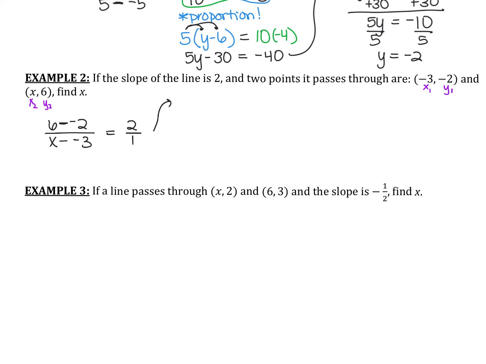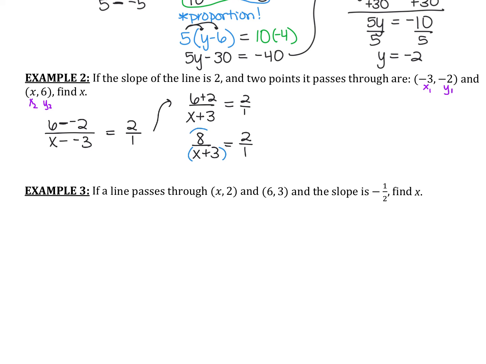Okay, let's simplify the left-hand side as much as possible. If we simplify this, 6 minus negative 2 is 6 plus 2. x minus negative 3 is x plus 3, which equals 2 over 1. So we get 8 over x plus 3 equals 2 over 1. Again, I have a proportion. And so now I'm going to cross multiply. I'm going to multiply the 8 times the 1. So we get 8 times 1.